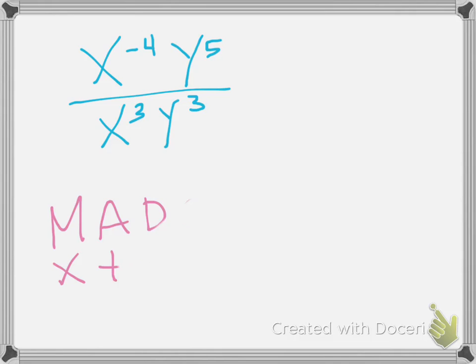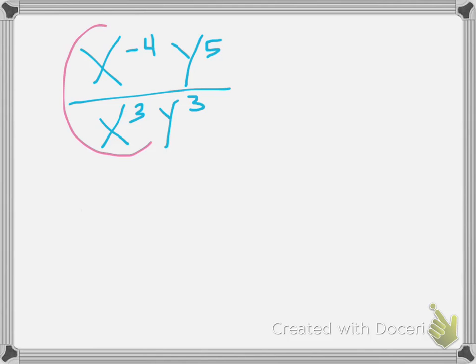So let's take a look at how that will play out in this problem. I can see that I have two bases. I have x's and I have y's. I can see that the x and the y are squished together, which means they're being multiplied, but because those bases are different, there's nothing you can do with those exponents. However, because the bases here are the same and you're dividing, you can subtract those exponents.